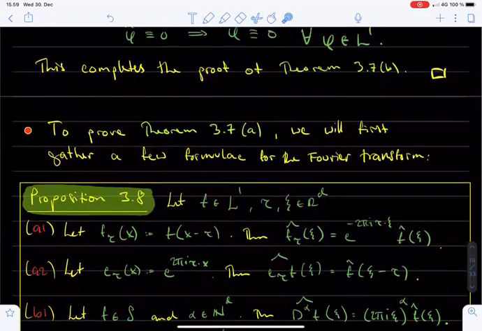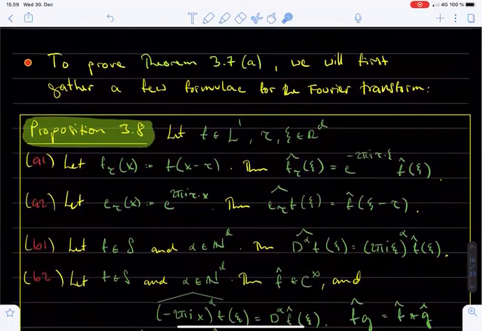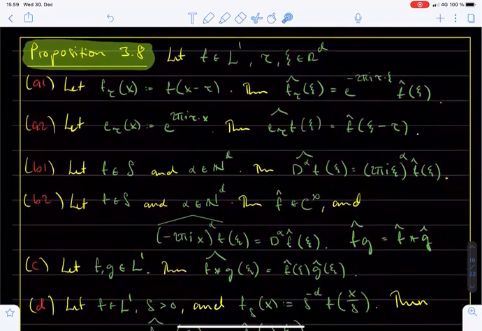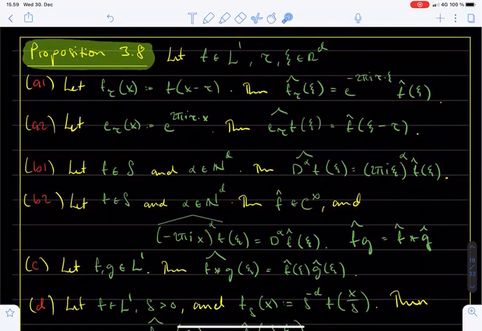We then move to the proof of part A of theorem 3.7, which claimed that the Fourier transform of any Schwartz function is again a Schwartz function. The proof will be based on a number of independently interesting formulas for the Fourier transforms of L1 functions and Schwartz functions. We record all of these in proposition 3.8. Some of them will probably look familiar to you from the theory of Fourier series and coefficients.